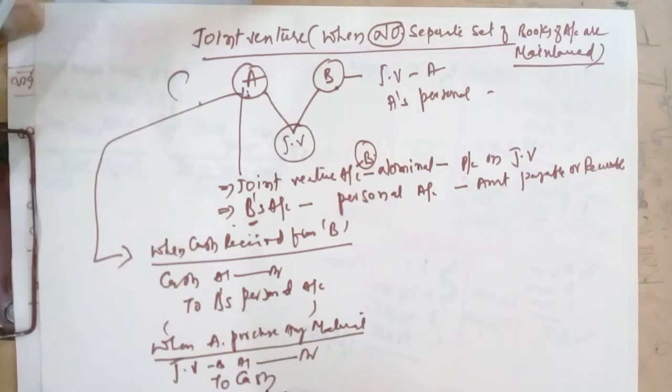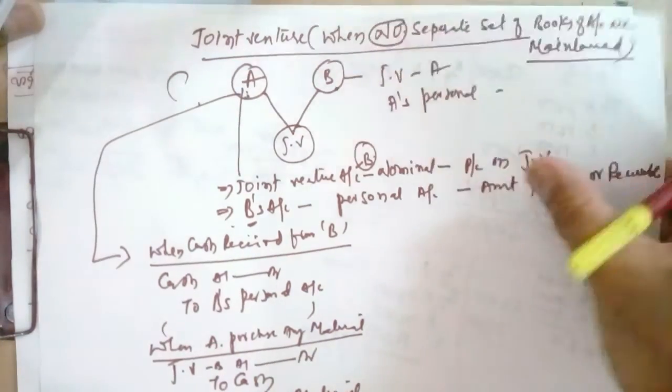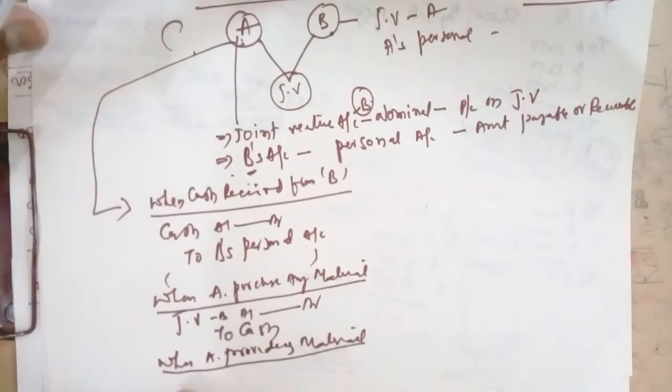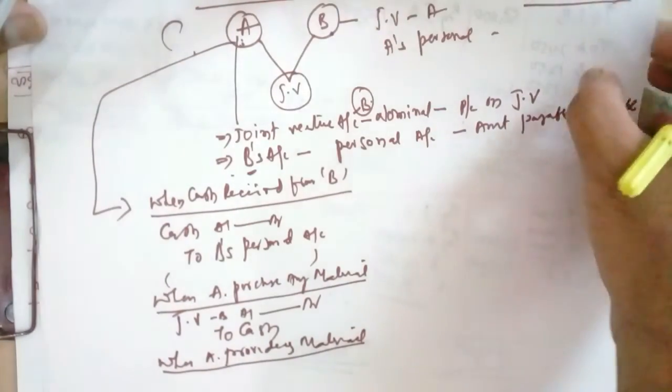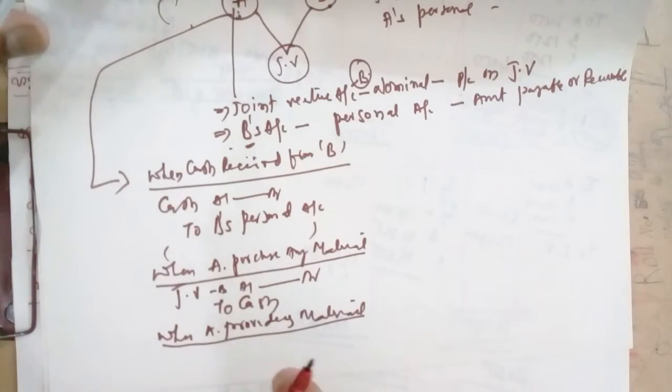When A provides material from his own stock, when A is providing material from his own stock, here what is he doing? He is not purchasing any material. Instead, A is providing from his own business, the existing business, the material for the joint venture. In such a case, the entry would be joint venture account debit to purchases account.